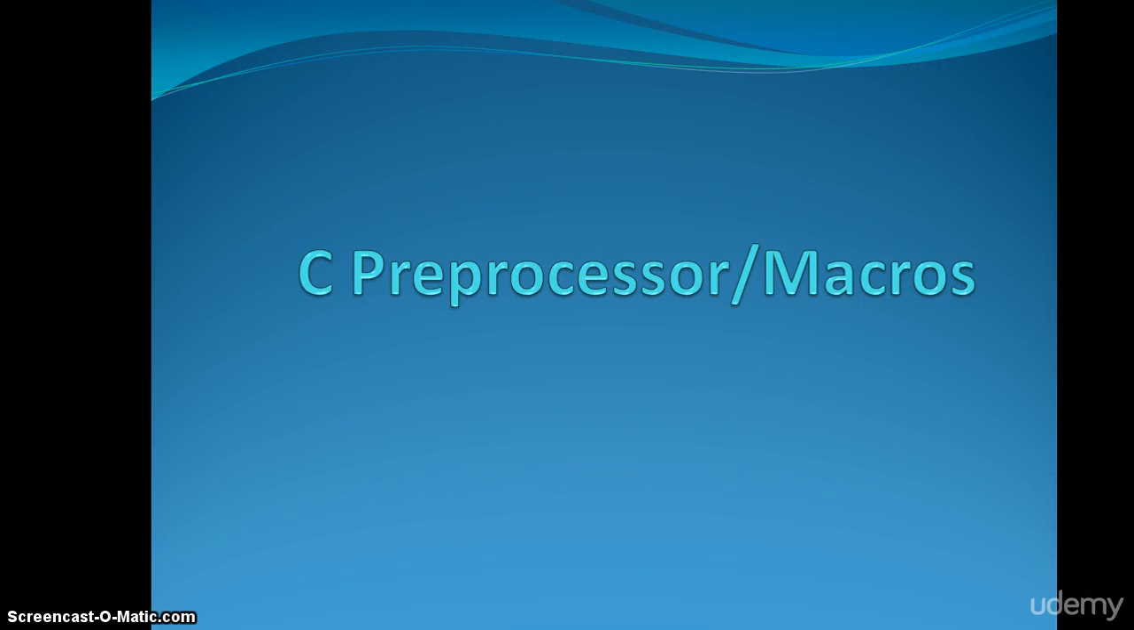Now let us look into C preprocessor. C preprocessor are also called as macros. So we have already seen, when we write a program, we have to include a header file. This header file is called a preprocessor. Preprocessor means before the compiler actually starts running the program, the preprocessor will be executed.